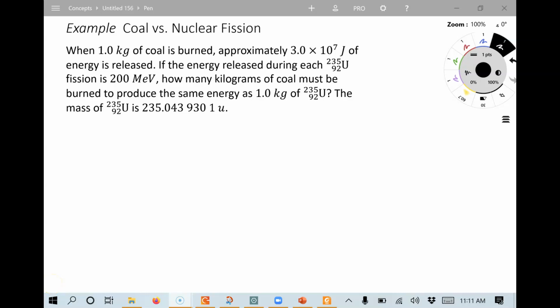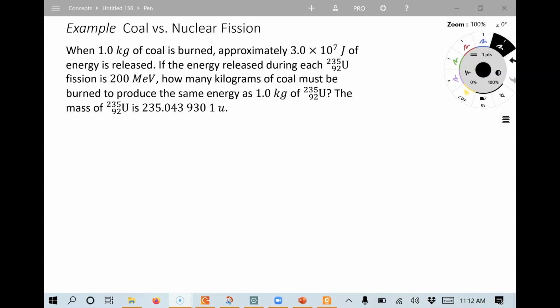Hi, this is an example problem, coal versus nuclear fission, which compares the energy content of coal versus nuclear fission for domestic energy production. So it says we have 1 kilogram of coal burned, releasing approximately 3 times 10 to the 7th joules of energy. That's for 1 kilogram of coal.